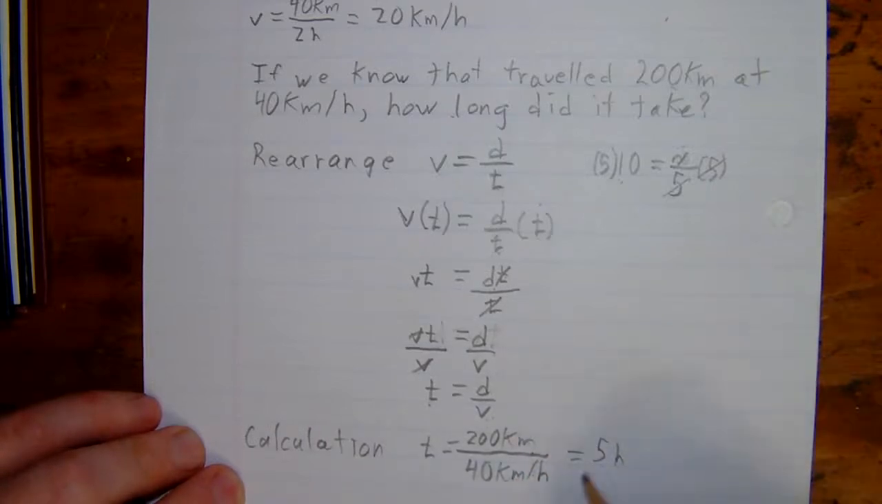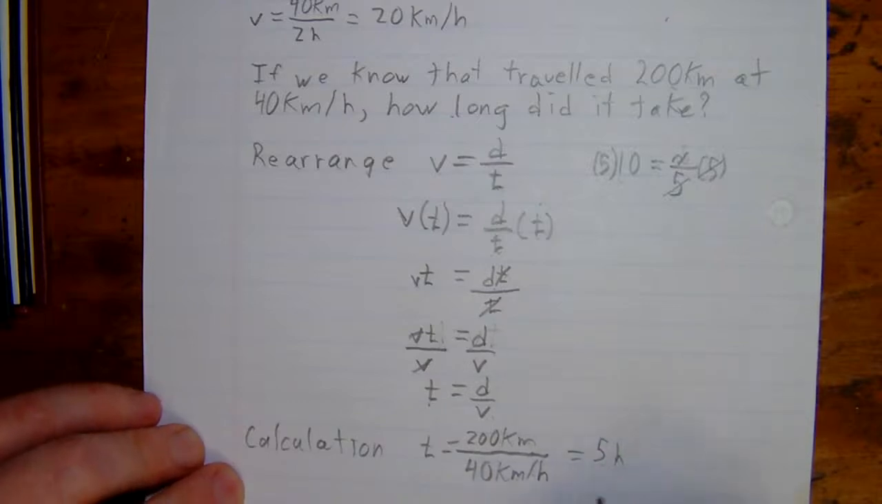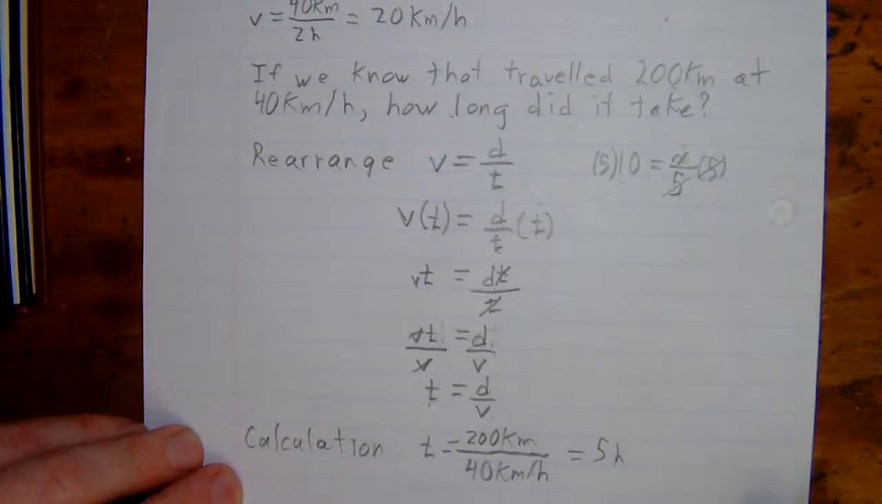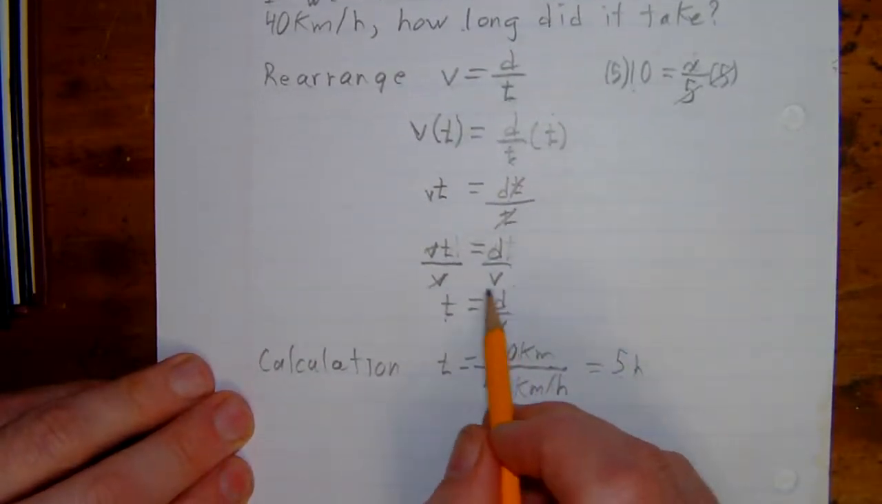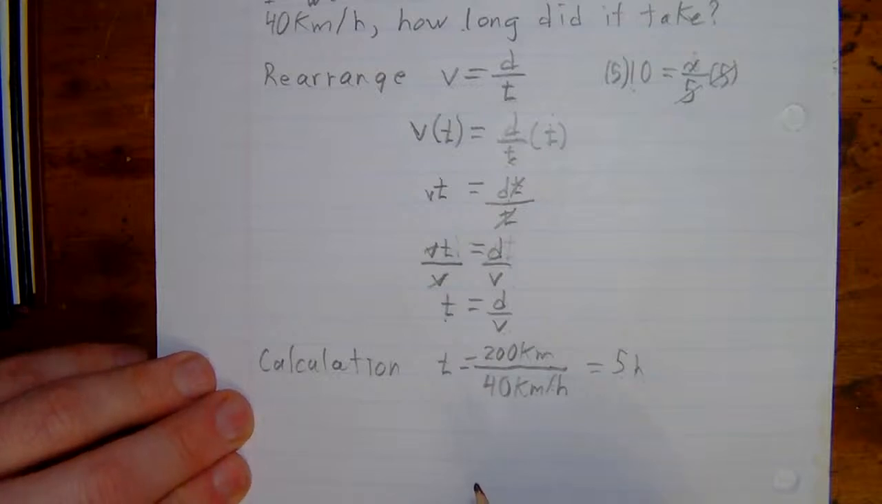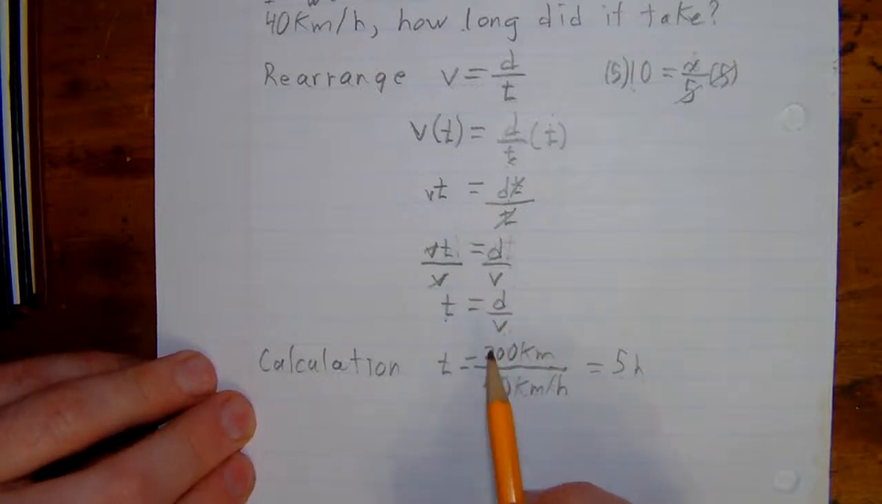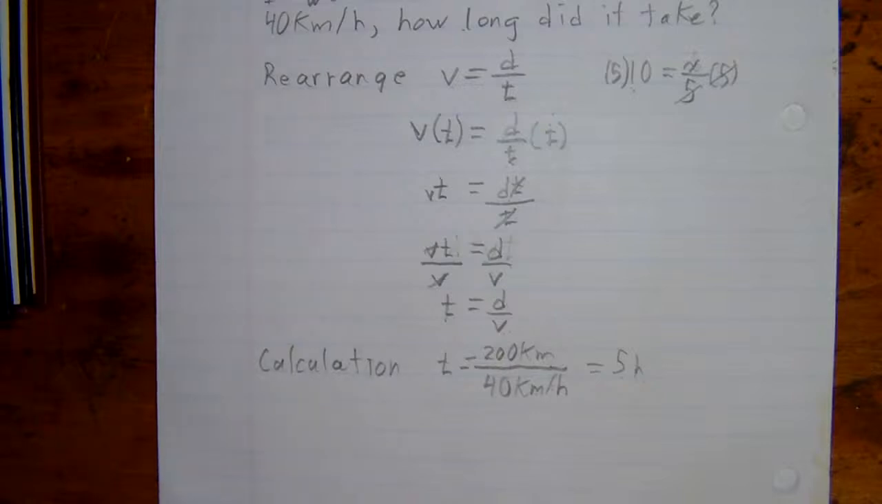Kilometers divided by kilometers cancels out, so there's no kilometers in our final answer. And we have an answer that is in units of time, which is good because we wanted a time. So now we have this formula that we've got from rearranging. It's a formula for time in terms of distance and velocity.